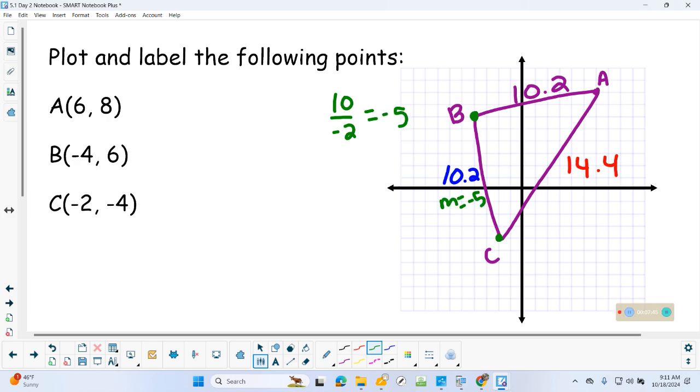Okay, then let's count the slope from B to A. Now, again, I'm not going to get crazy and do a bunch of work. I'm just going to count rise over run. So from going from B to A, you have to go up how many? Up 2, and right how many? I'm going to let you count it. 10. I heard it. What does that reduce to?